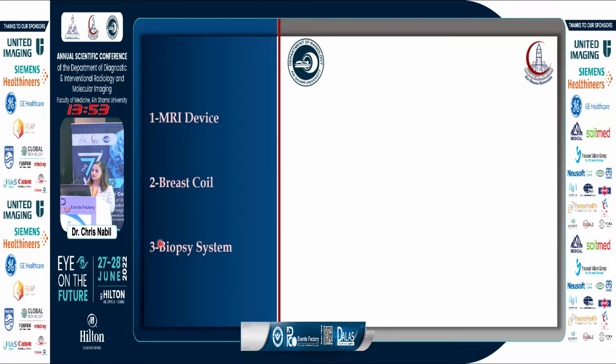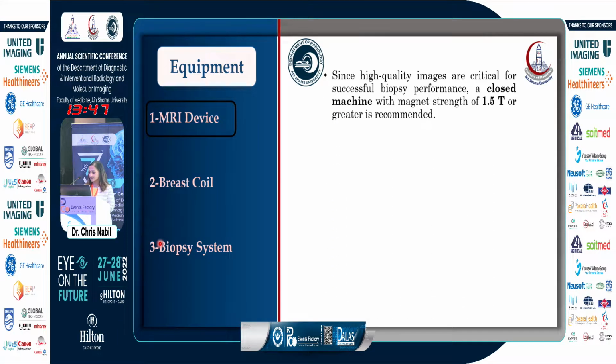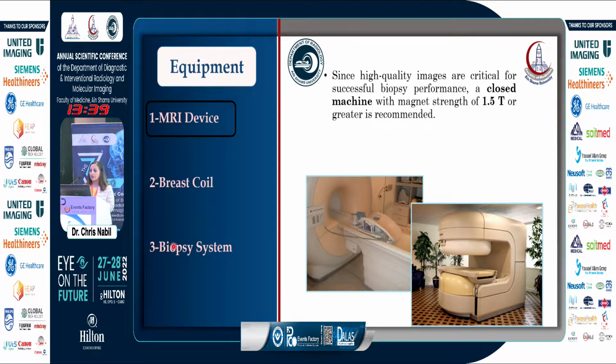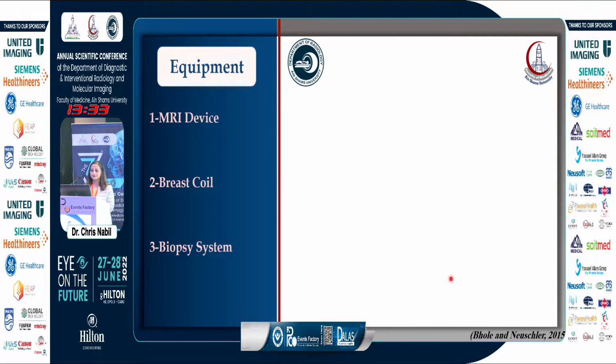Now, moving on to the technique, first we need the equipment, an MR device, and since high-quality images are required for proper biopsy planning and performance, a closed machine with a strength of 1.5 Tesla or more is recommended. However, others prefer an open machine because it provides easier access to the breast as well as real-time imaging.